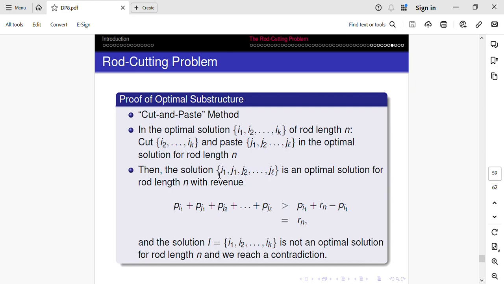Then this solution I1, J1 up to JL is a solution for rod length n with revenue Pi1 + Pj1 + Pj2 + up to Pjl. And this part from Pj1 to Pjl, this sum, is greater than Rn minus Pi1. So the overall sum is greater than Pi1 + Rn minus Pi1, which is Rn. That means we have a solution with revenue greater than Rn. That means the solution I = I1 up to Ik is not an optimal solution for rod length n, and we reach a contradiction.